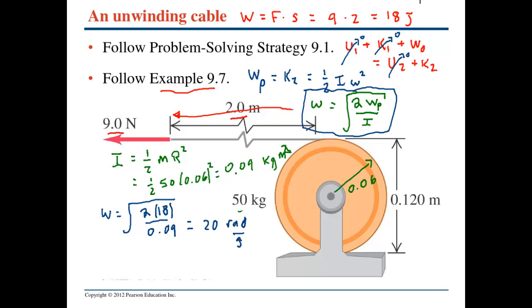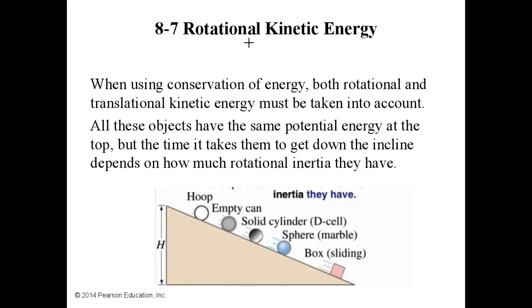I want to come back for a second and talk about this rotational kinetic energy and what it means for conservation of energy. If I have a ramp and I place several different objects on top of that ramp, then they're all going to have the same amount of potential energy available to them. That potential energy is simply going to be the mass of that object multiplied by the gravity multiplied by the height h that I've lifted them up.